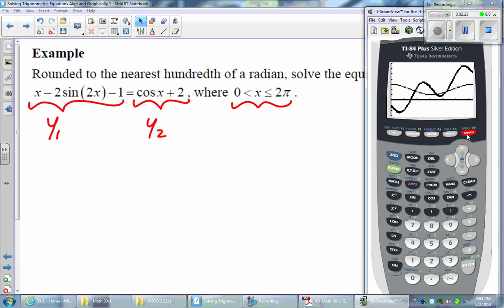Oh, so here we go. You could see two more intersection points. We have one here, and we have two more in here. Okay, so we actually have three solutions between 0 and 2 pi.